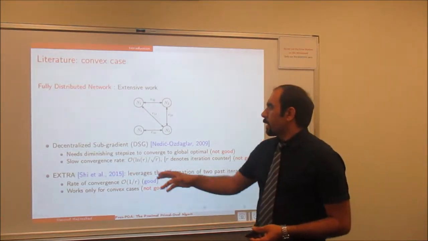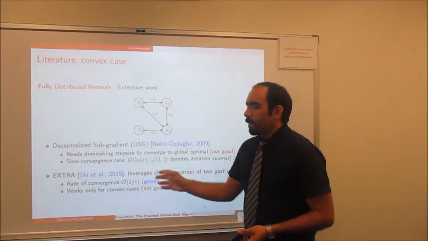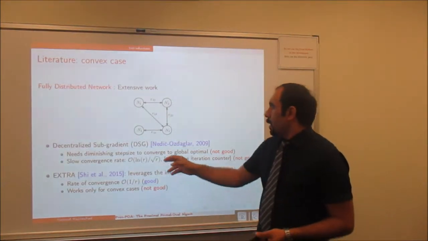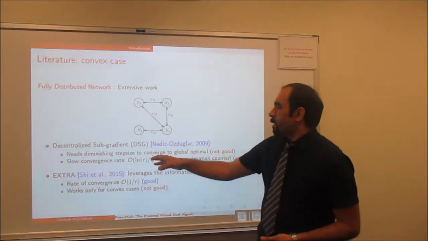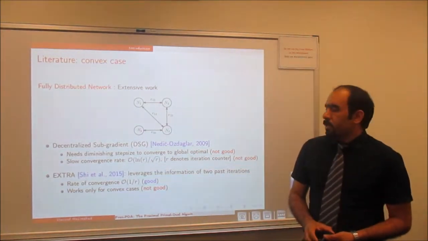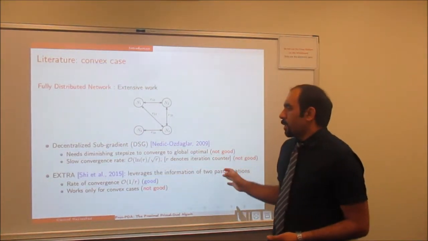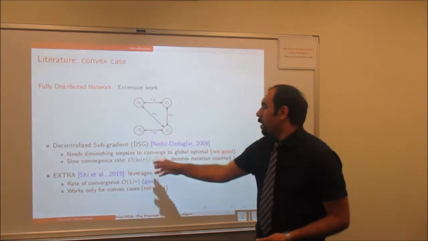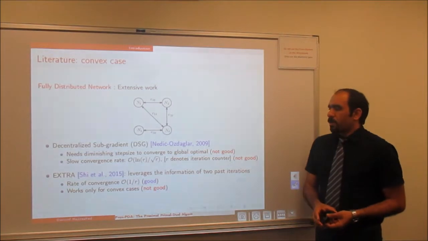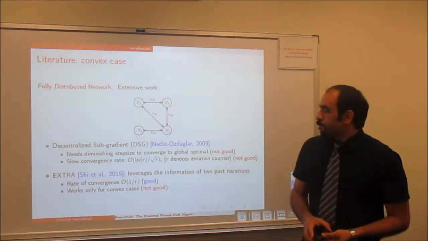The first work is the decentralized subgradient, which was designed in 2009. This algorithm needs diminishing step size to converge to the global solution, which is not good, and the convergence rate is very slow. It's log of r over the square root of r. R is denoting the iteration.